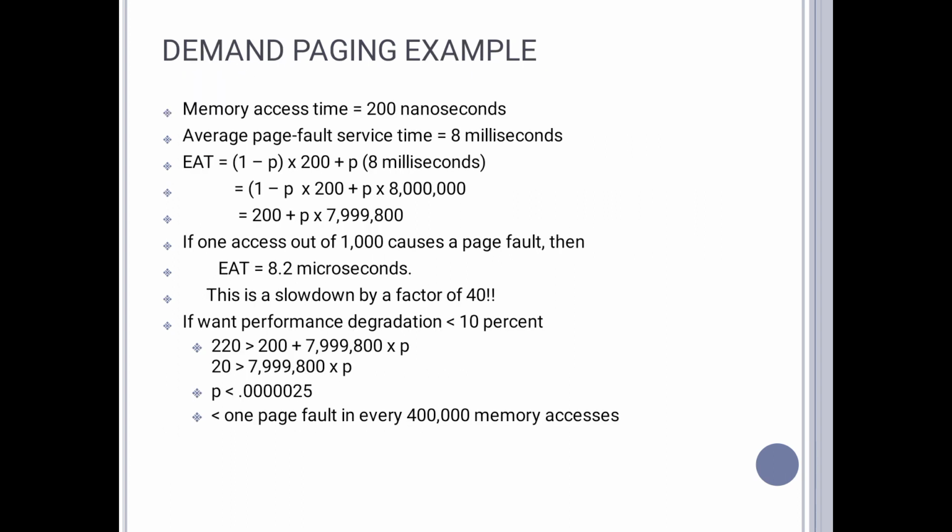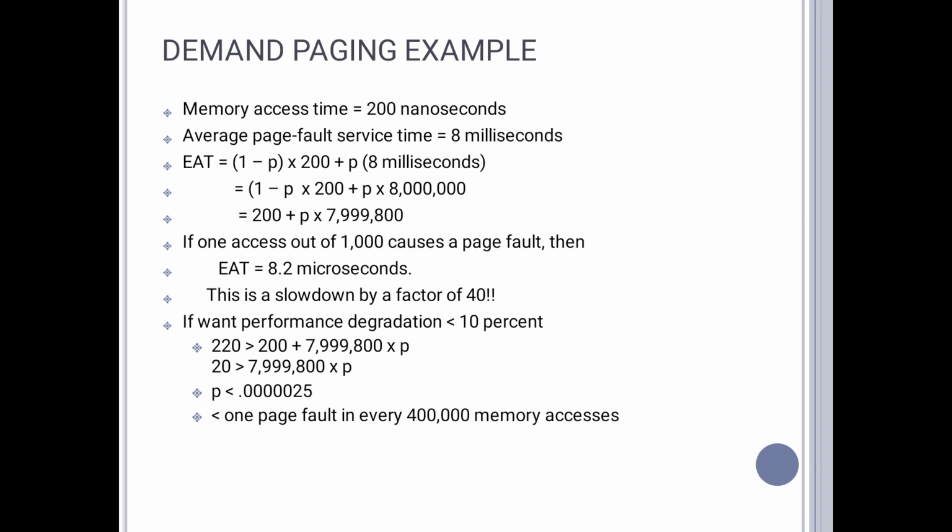So this is an example for demand paging. We are given a memory access time of 200 nanoseconds. The average page fault service time is 8 milliseconds. So EAT is equal to (1 - p) x 200 + p x 8 milliseconds. Here 8 milliseconds is the average page fault service time, and it is converted into nanoseconds.